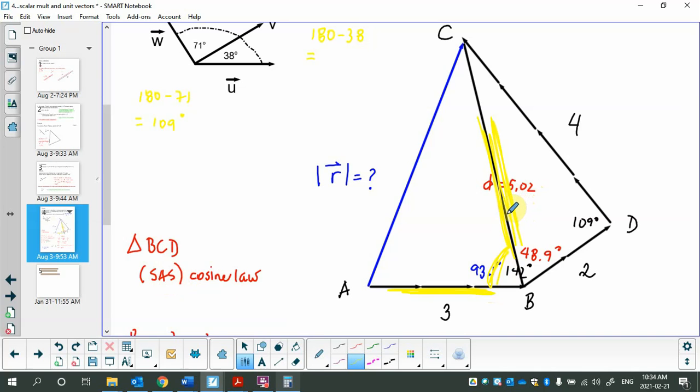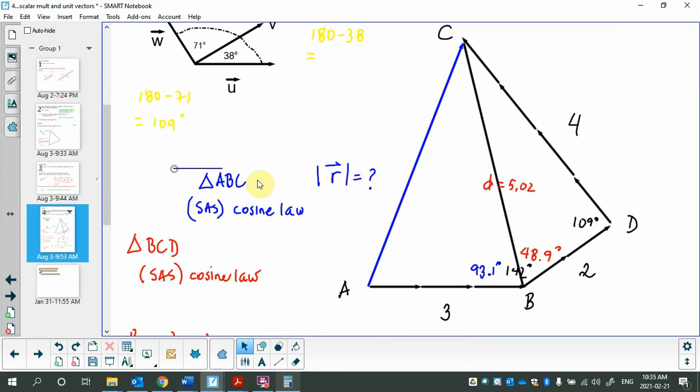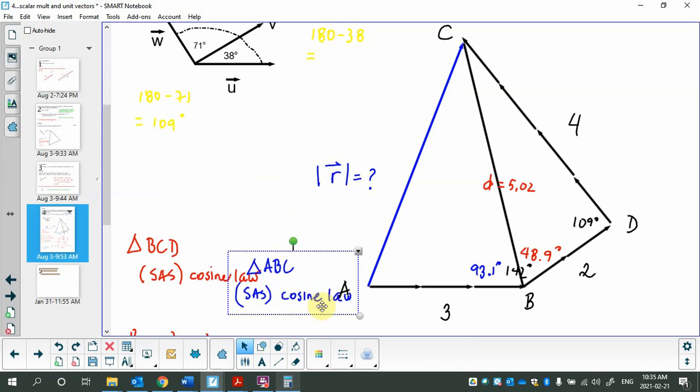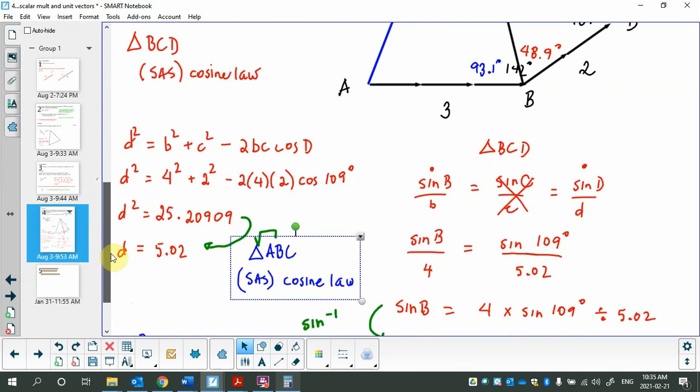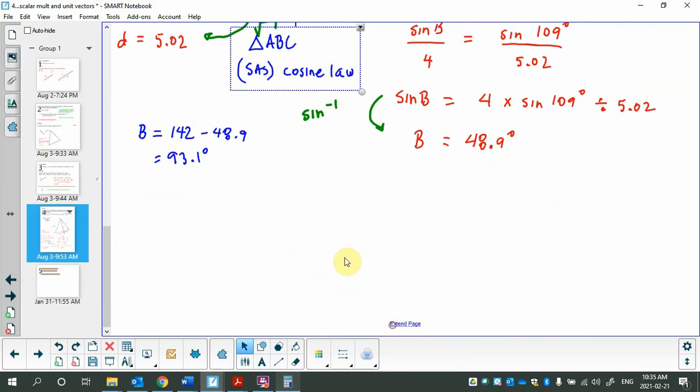So I get to do the cosine law again. Let me just back up this yellow and write what I want to do. So I'm in triangle ABC. It's side angle side, which makes it the cosine law again. And guess what? We're done after this, which is kind of nice, because we'll have R, because the cosine law lets you find the side that's opposite the angle that you know.